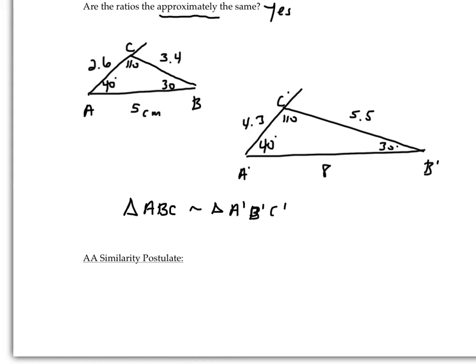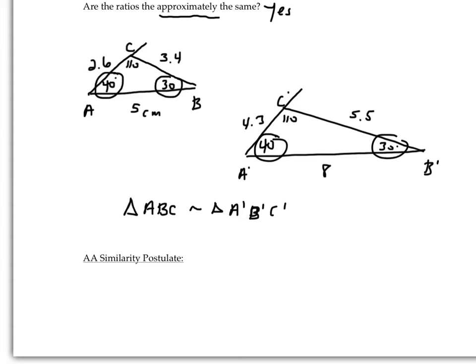Now what this little demonstration shows us is that we don't have to go through and measure everything and find all three angles. It's enough to know that two pairs of corresponding angles are congruent. That's enough for us to determine that the two triangles are similar.